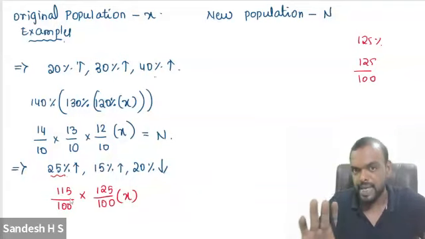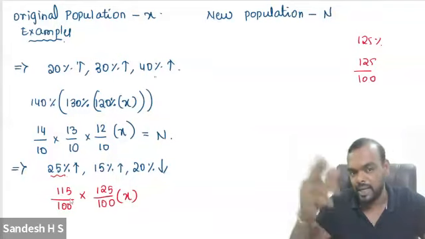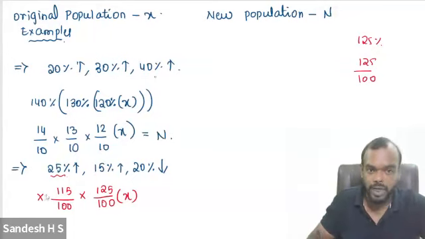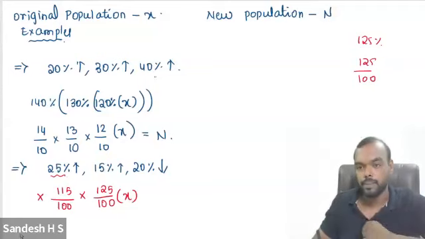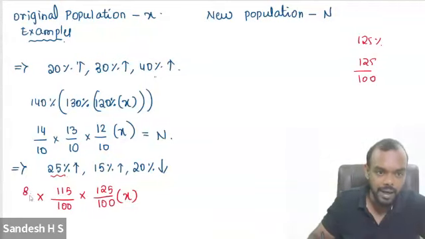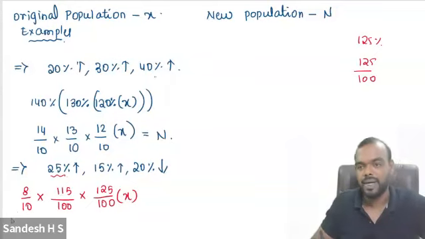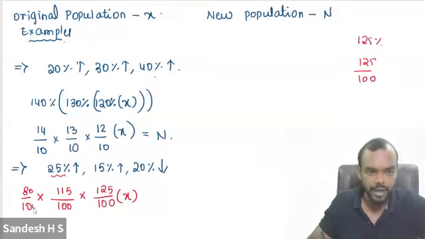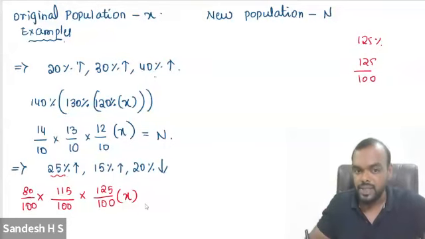Because consider it as 100% initially, increase it by 15% means 150%. Now tell me, 20% decrease, what will you write? Good, you're learning it. 80 by 100, or I will directly write 8 by 10, 0, 0 cancel. Or 80 by 100, you can write it in this way also. This is what you have to write. If I solve this, I will get n value new population.